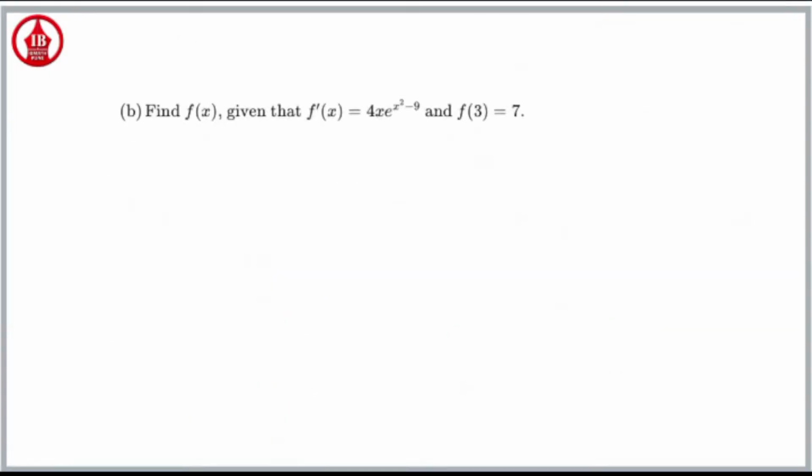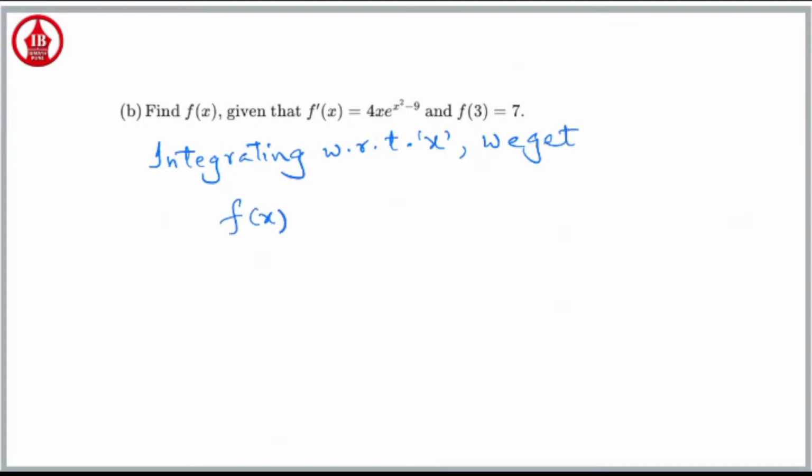So look here. From this, what I will write, this is f dash. Integrating with respect to x, we get f of x. This dash will go when we integrate, is equal to the integral of x e raised to x square minus 9 dx, with respect to x we are integrating. Okay, but we have the answer of this part, isn't it? We already have the answer of that part.